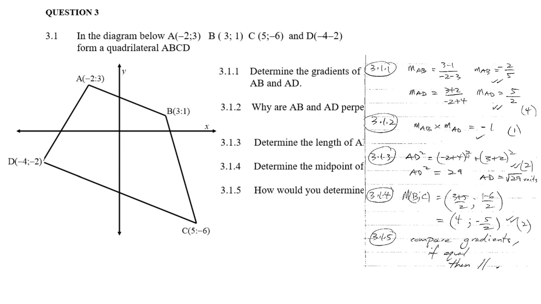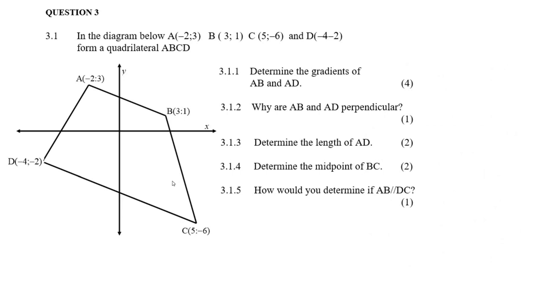Minus 2 plus 4 squared, and then you subtract the y coordinates. 3 minus minus 2 is 3 plus 2, and that gives you 5 squared. Well, 4 squared and 5 squared is 29, so AD squared is 29. If we square root that number, that's the distance AD. But in these kind of questions, it's better to leave it as a surd. Let's look at the next question.